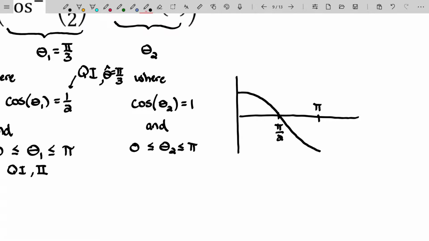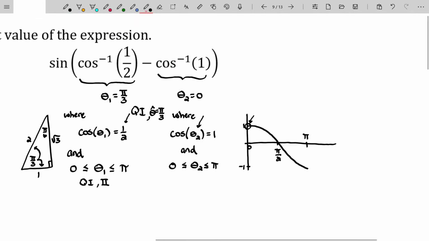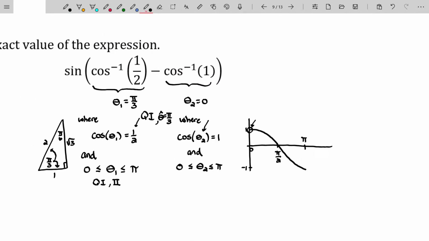We're just wondering what angle would we plug in to get an output of 1. And notice that angle is 0. Angle 0 for the cosine gives me an output for the cosine of 1. So theta sub 2 is 0. So for this sine of a difference of angles, you don't actually need to use a difference of angles.